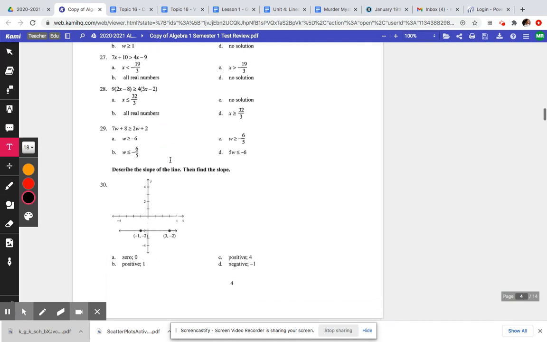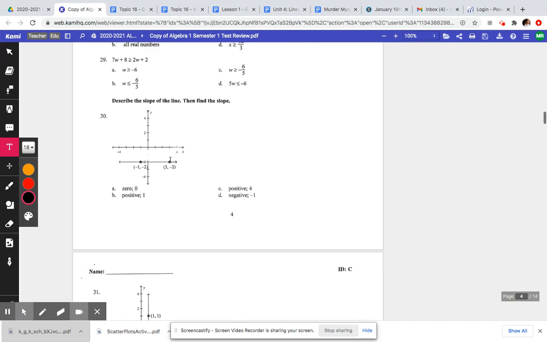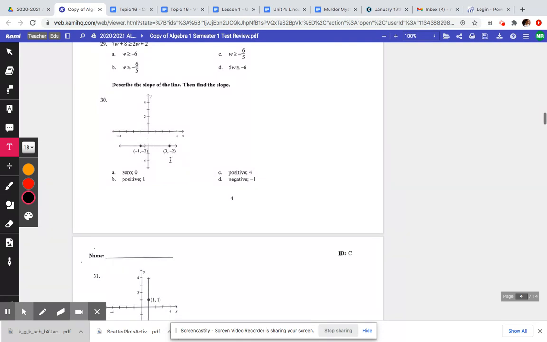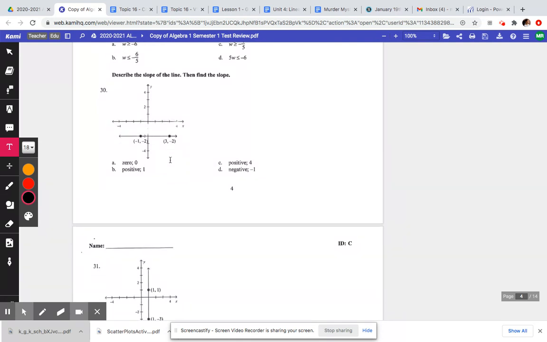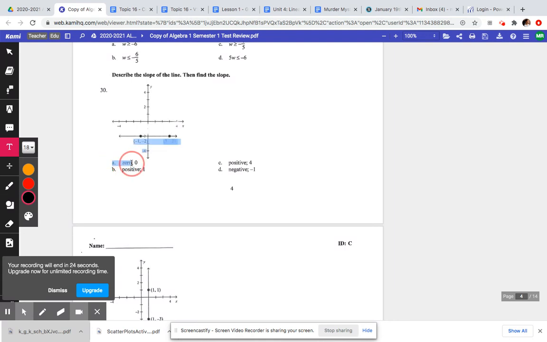Okay, let's keep going. So 30, describe the slope of the line, then find the slope. So this one here, you see that we don't have a slope, right? We don't rise or run anything. It's just always the same. So your slope is going to be a 0 slope, okay? And then, so it's 0. A is your answer, okay?